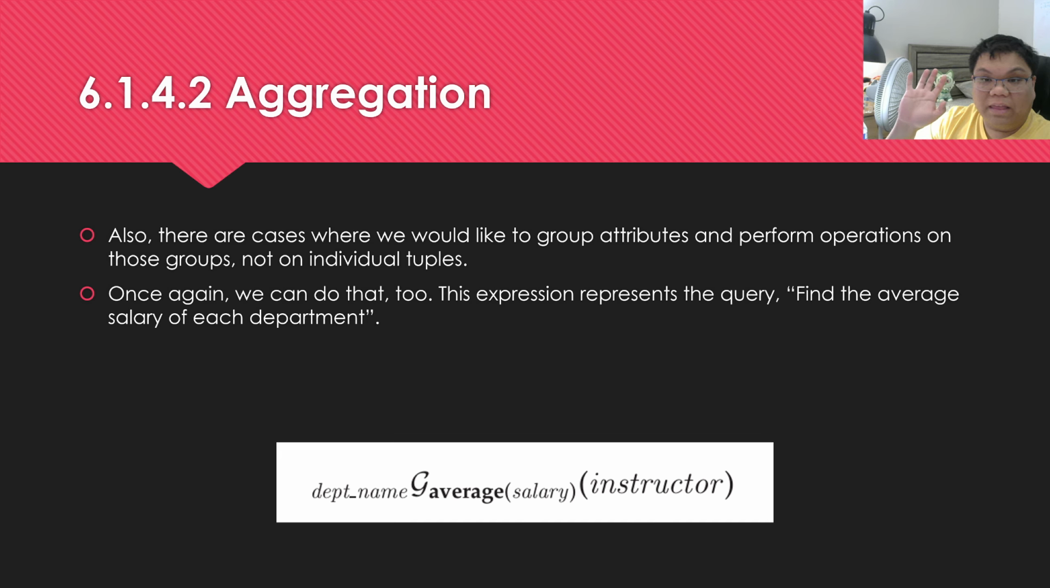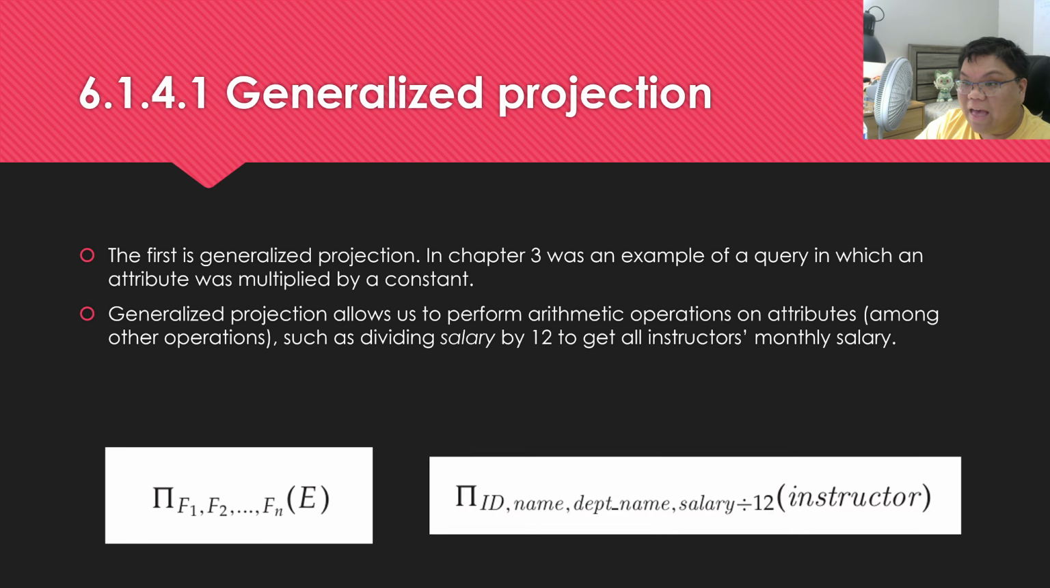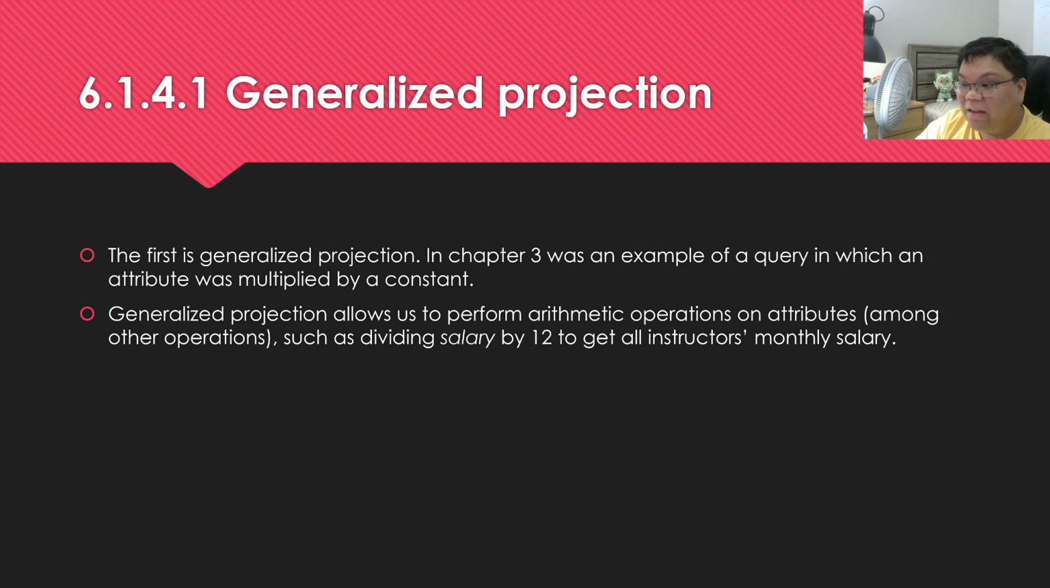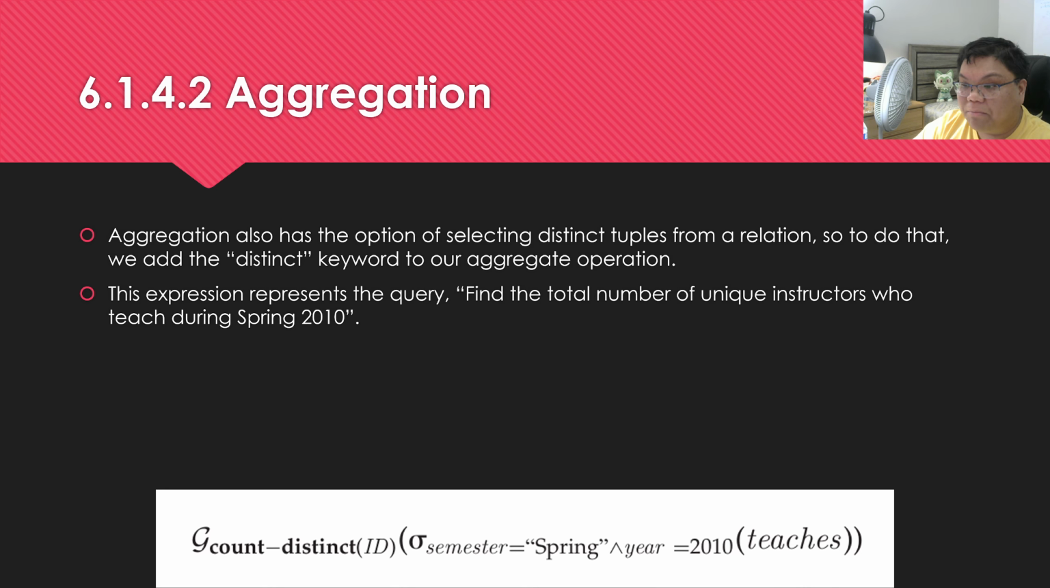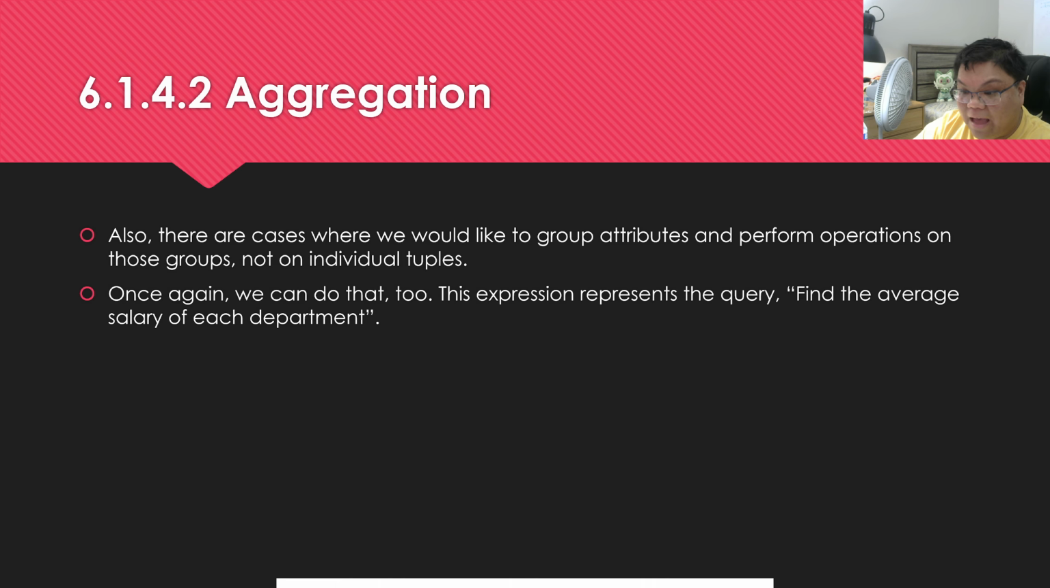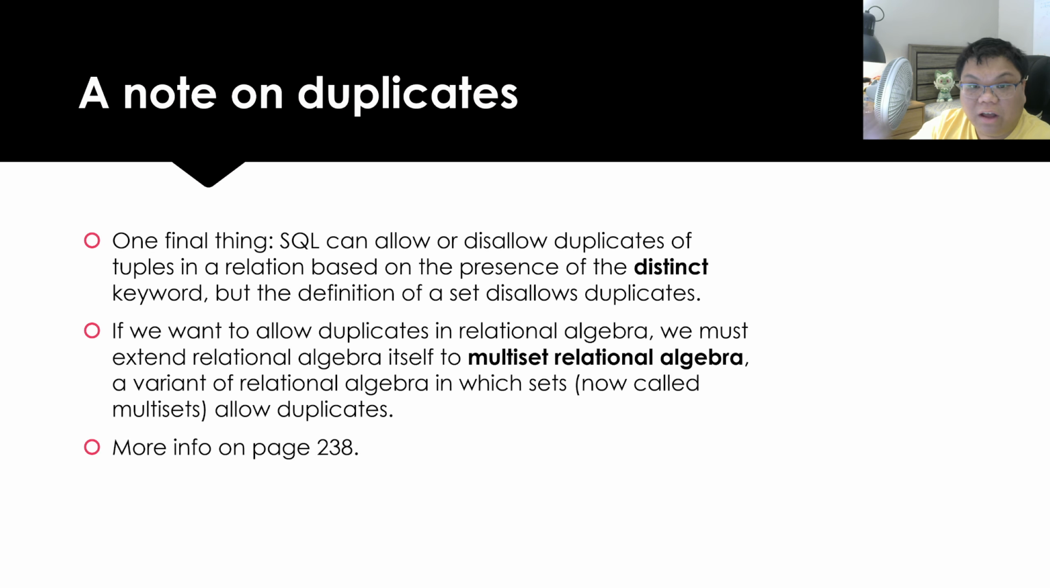So, I lied when I said that relational algebra can express every query that we can think of. It turns out it takes a few extensions to relational algebra that allow us to do that. But there we go. We have aggregation, and we have generalized projection. Generalized projection lets us multiply attributes like this. Aggregation represents operations such as count and average.